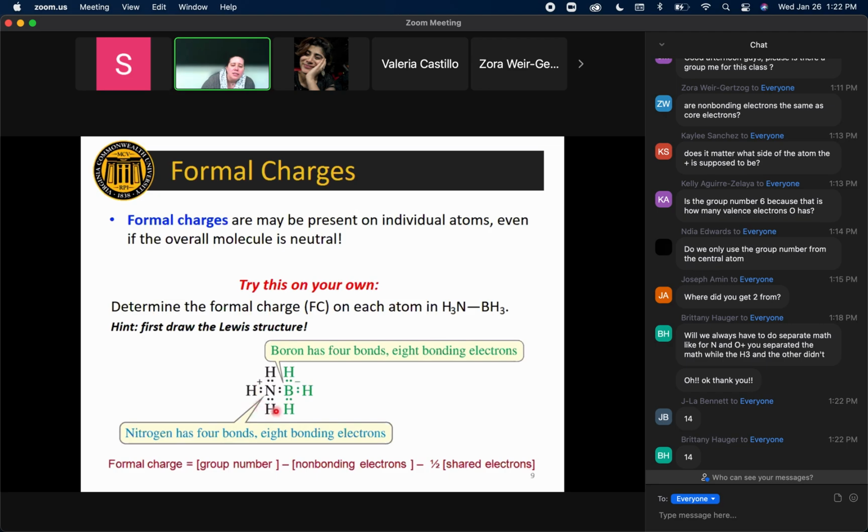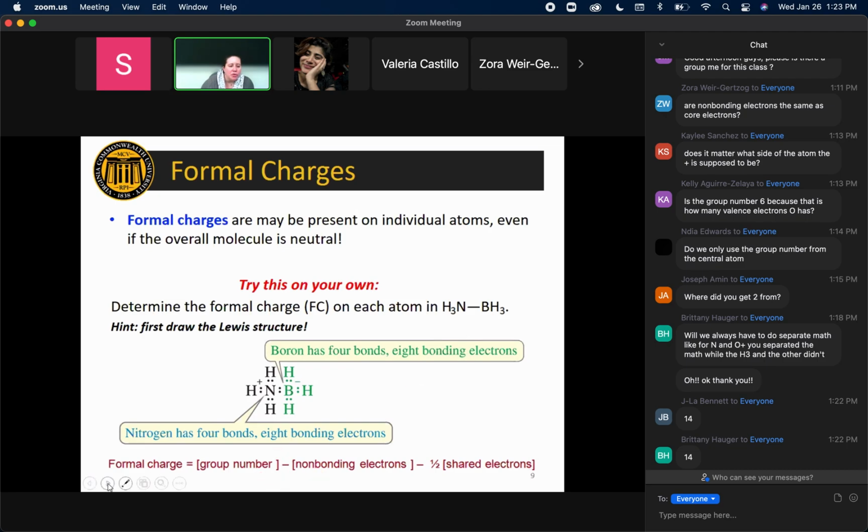So here is the Lewis dot structure. Hopefully you guys drew it as a regular Lewis structure with lines instead of dots, because that's what I prefer. But this is the picture your book gave, so this is the one we're going to use. You can see that nitrogen has 4 bonds and no lone pairs, and same thing for boron, right? So that means that each of these atoms, nitrogen and boron, has 8 bonding electrons and no non-bonding electrons.